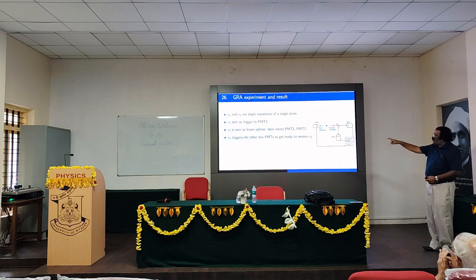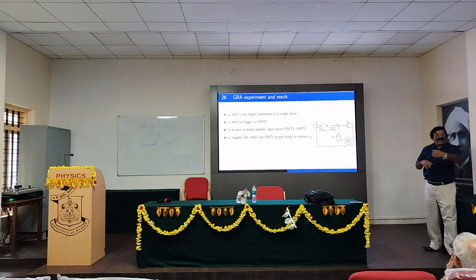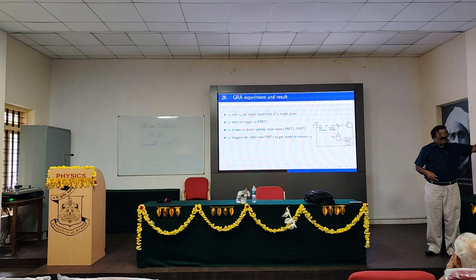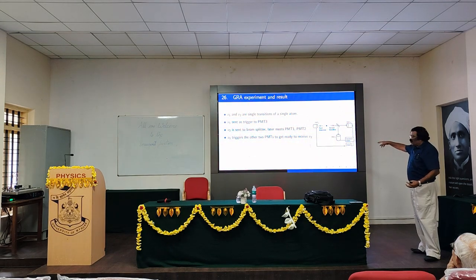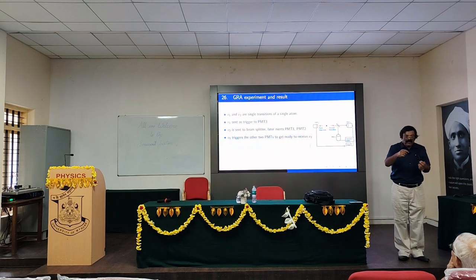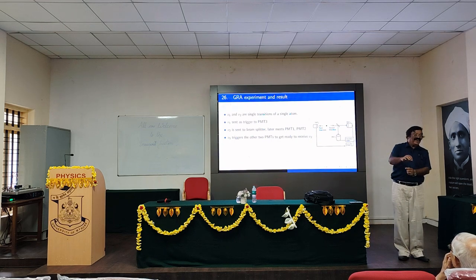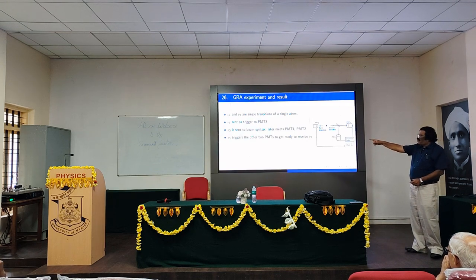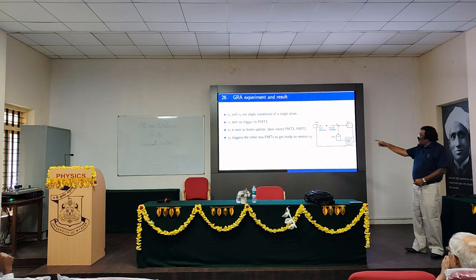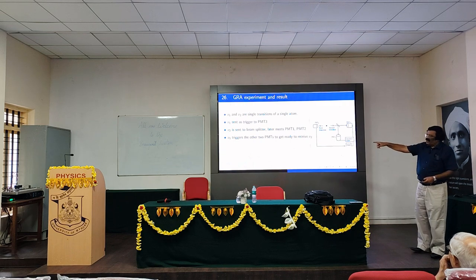nu1 triggers the other two photomultiplier tubes to get ready to receive nu2. So as soon as the first transition happens, this photomultiplier tube produces a signal, and that signal reaches, say, the coincidence counter, from which information is sent to D1 and D2: don't switch on yet. Now get ready. Don't try to count. Only count after this signal comes. So nu1 triggers the other two PMTs to get ready to receive nu2. Otherwise, they stay off. Hope you understand. That is triggering.